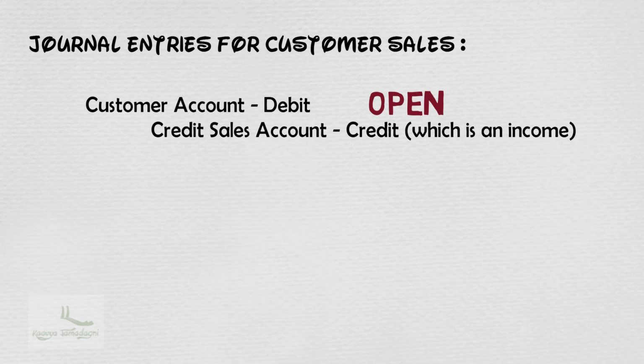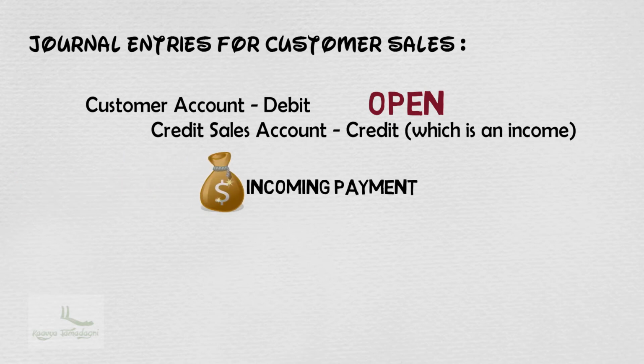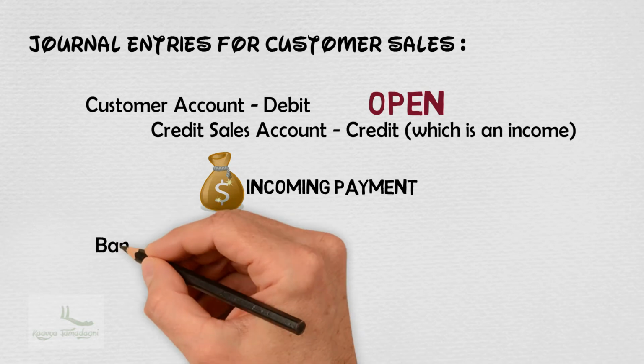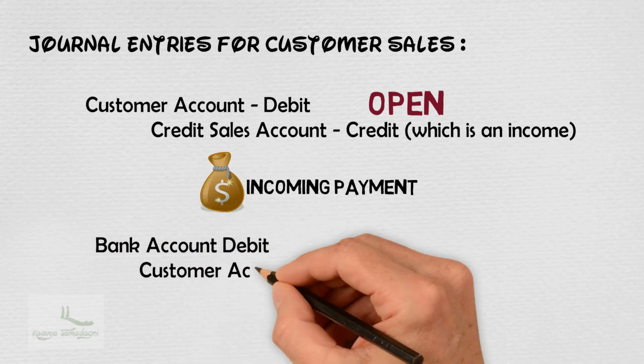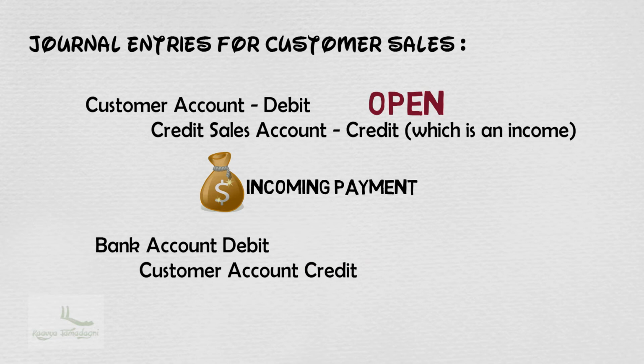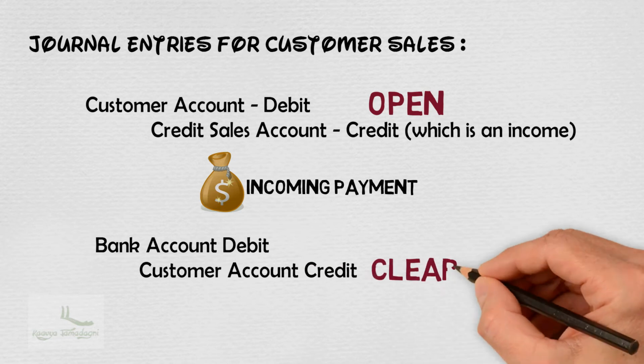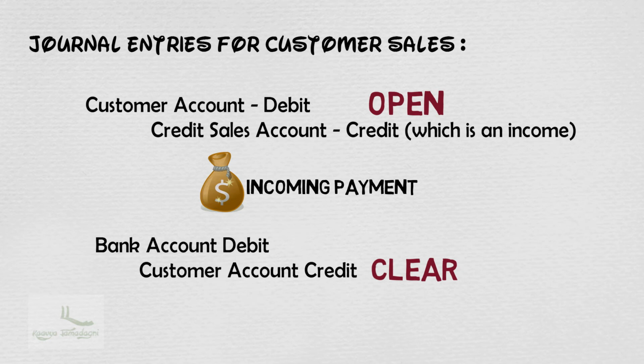Now, when I receive the payment from the customer, I'll post the incoming payment document. For that, the journal entries will be bank account debit and customer account credit. So, the customer account got debited in the first transaction and the customer account got credited when the customer payment is received.